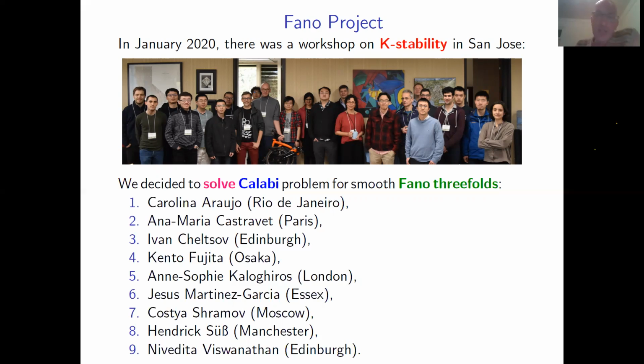But let me just summarize. In the next 3 slides, I put some tables which summarize what is done. It contains everything: what was done before us and what is done since January. So altogether, in January 2020, for around 52, 53 families among 105, the answer was known. Either some of them non-K-stable or non-K-semi-stable, or some of them K-stable. So the answer was known for roughly half of smooth Fano threefolds.